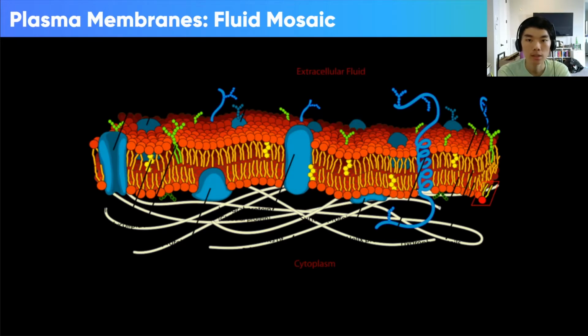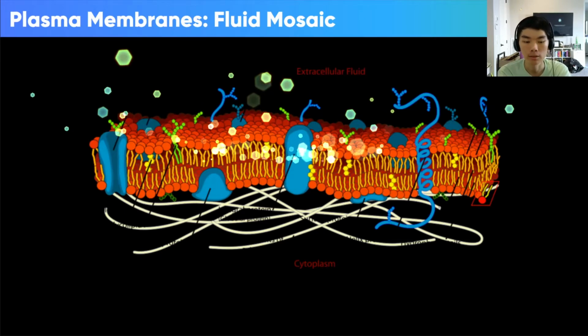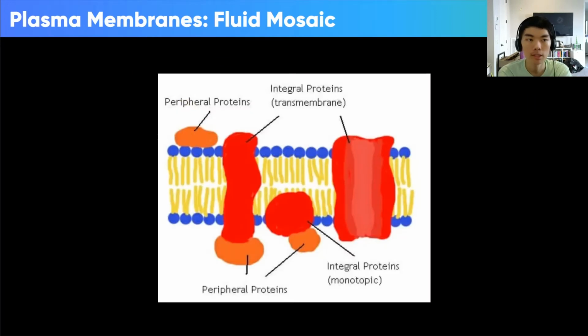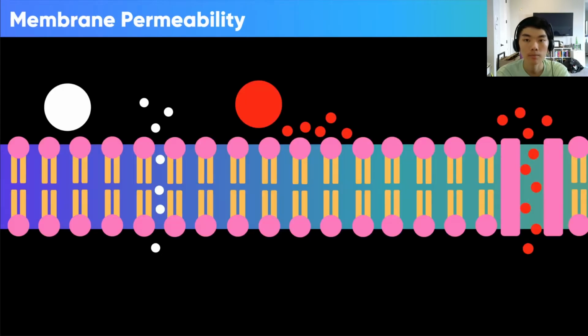Additionally, it also resembles a mosaic because of the many proteins and components that dot it and give it a lot of different shapes and characteristics. There are two main types of proteins, peripheral proteins and integral proteins. The main difference is that integral proteins go through the bilayer, and they'll often have hydrophobic regions to be compatible with the hydrophobic inside of the bilayer.